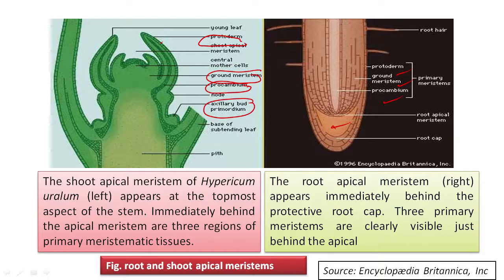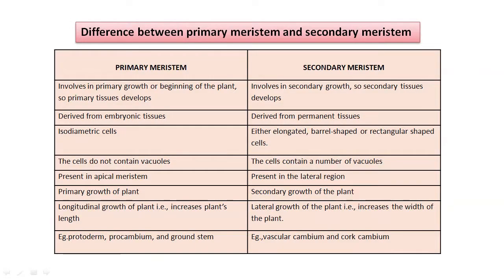So how does this development take place in the meristems? There are actually many differences between primary meristems and secondary meristems. Primary meristem is involved in primary growth, secondary meristem in secondary growth. Primary meristems derive from the embryonic tissues, secondary from the permanent tissue. Primary meristems are isodiametric cells, whereas secondary are either elongated, barrel shaped or rectangular shaped. Primary meristem cells do not contain vacuoles. Secondary meristem cells contain a number of vacuoles.